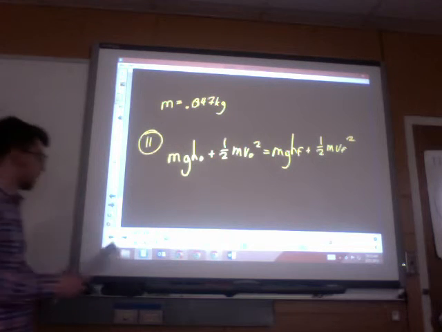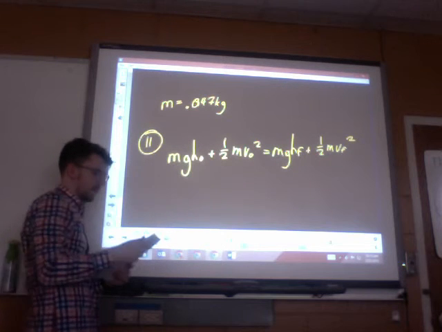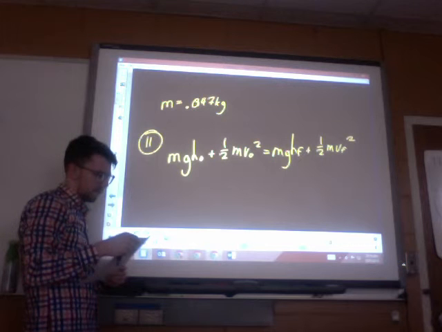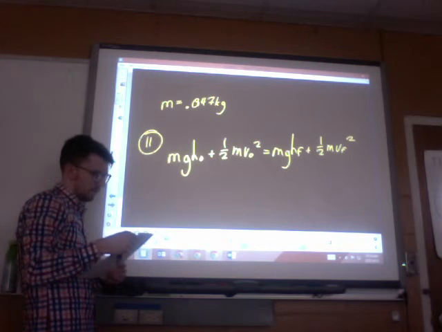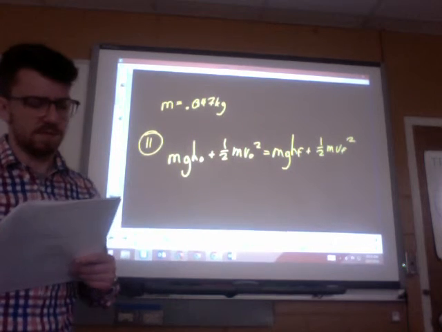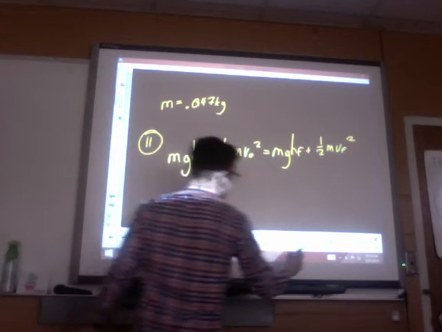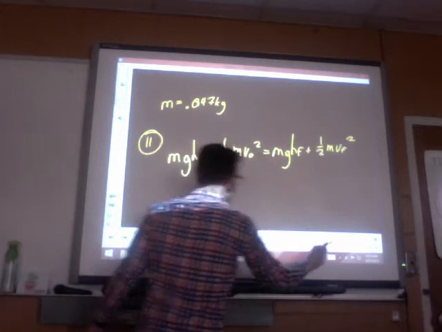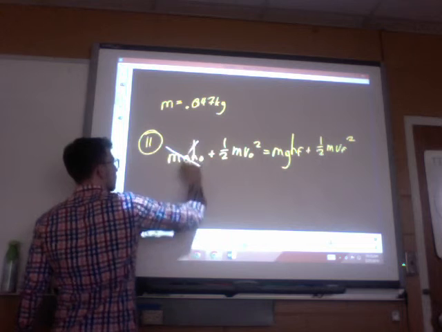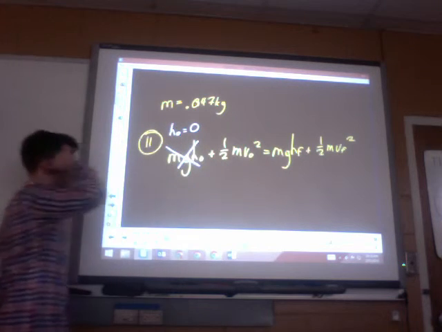Let's talk about the first spot. Do we know the initial height? Like, where does the golf ball start? Descriptively, not in terms of numbers. On the tee, which is pretty much the ground. So since it starts on the ground, H initial is 0.